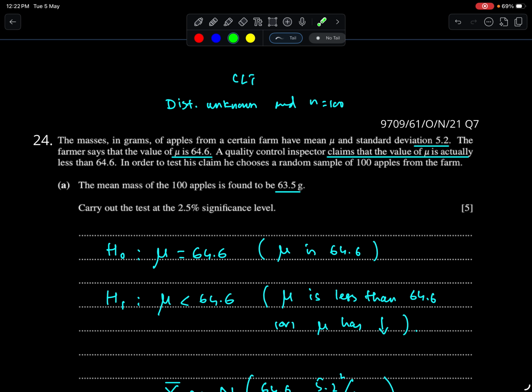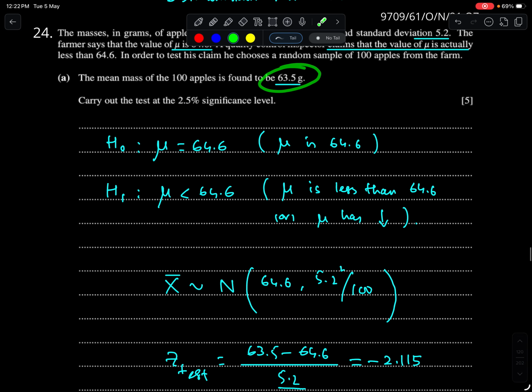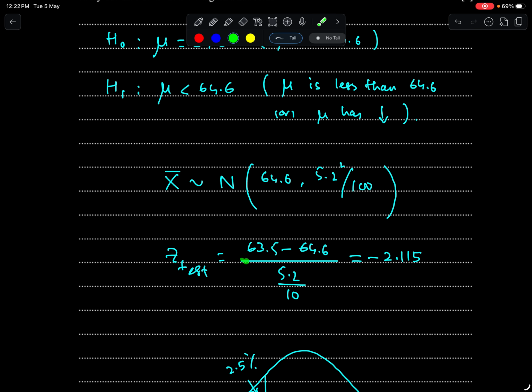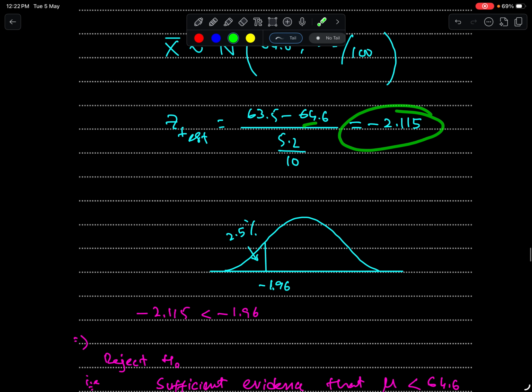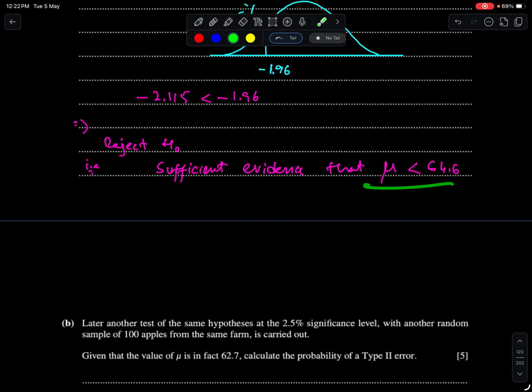Alright, in this question, it's mentioned mu is less than this, and we have to do 2.5% testing. 63.5 is the test value. So 63.5 is here. We have all the values, minus 2.115. Just compare this with 1.96. So this is less than, lies here, reject H0. Sufficient evidence that mu has decreased. Don't write mu, just write population mean has decreased.